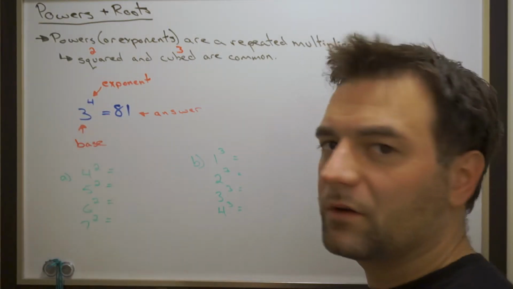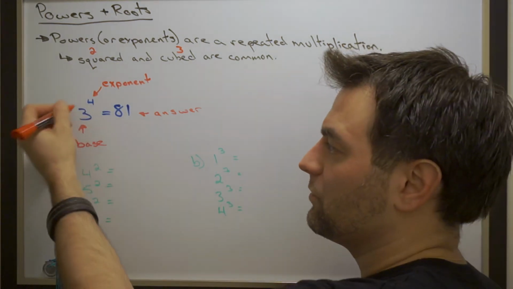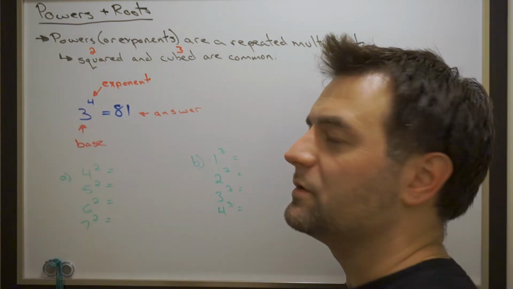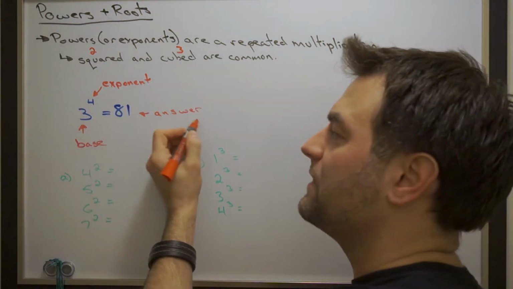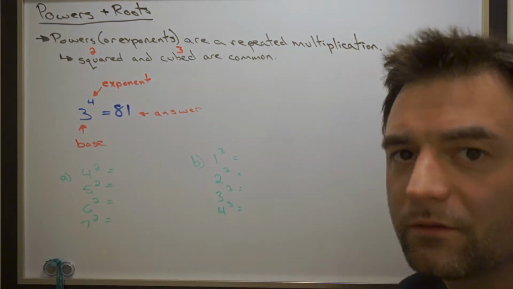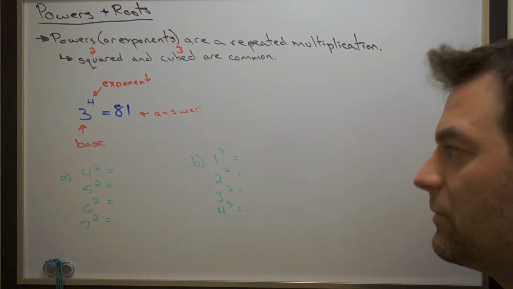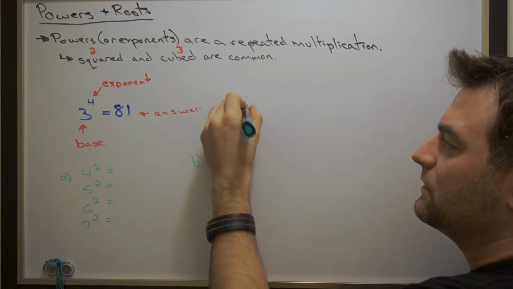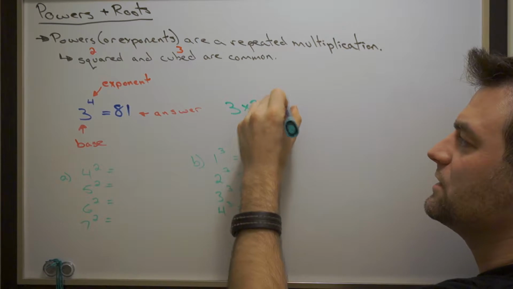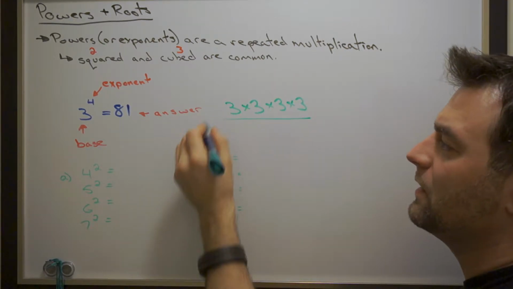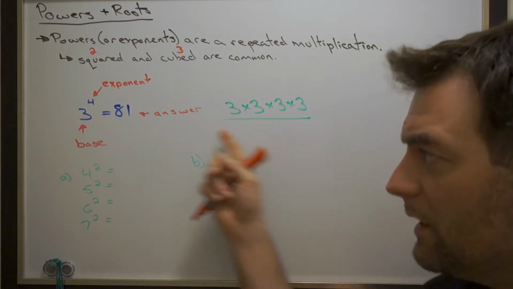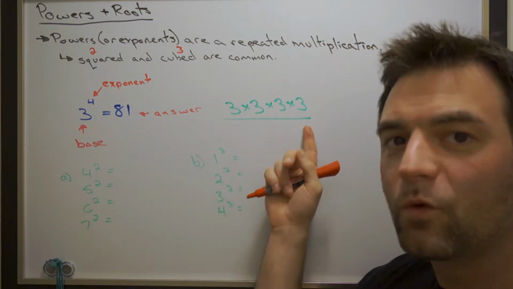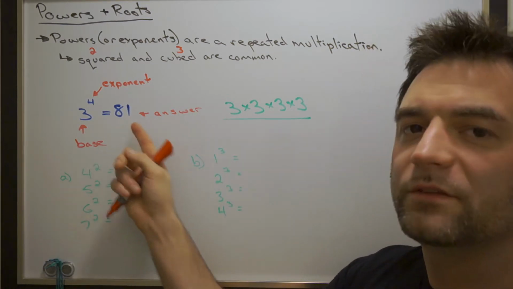So the base number is 3. So 3 is what we're multiplying repeatedly. We're multiplying 3 by itself 4 times, which is the exponent or power. And then the answer is just what that result is of that multiplication. So this is actually showing us 3 times 3 times 3 times 3. So this here is what that's asking, saying if you multiply 3 by itself 1, 2, 3, 4 times, what's the result? What's the answer?